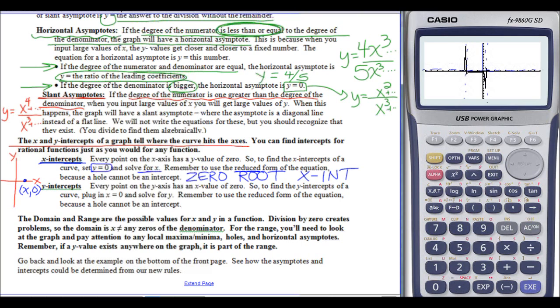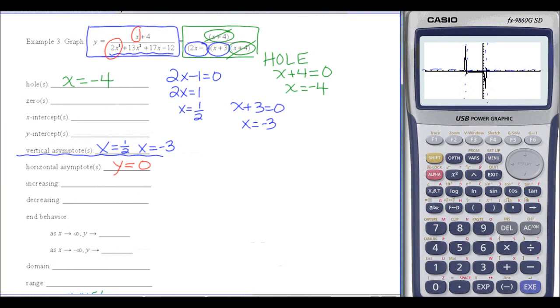Y-intercepts. The y-intercept is where I touch the y-axis. Every point on the y-axis has an x value of 0. So these points would all have 0 for the x value, and then some y value. So to find the y-intercepts of a curve, I'm going to plug in x equals 0 and solve for y. Again, I have to remember to use the reduced form of the equation because a hole cannot be an intercept. So let's take this and apply it to our problem that we have on the next page.